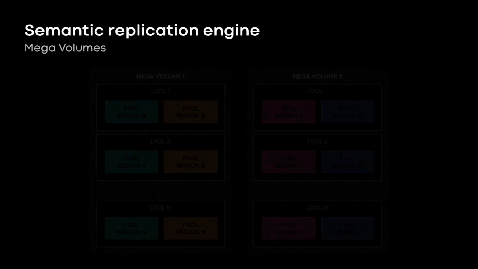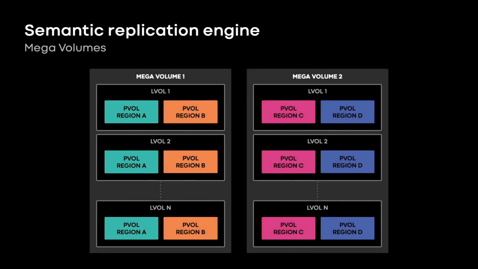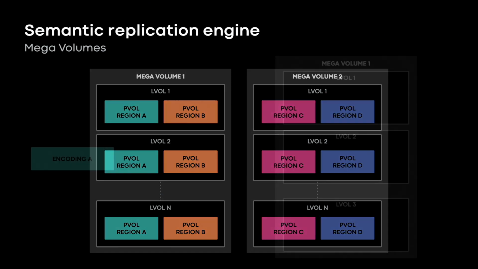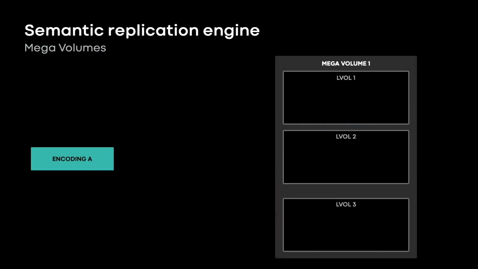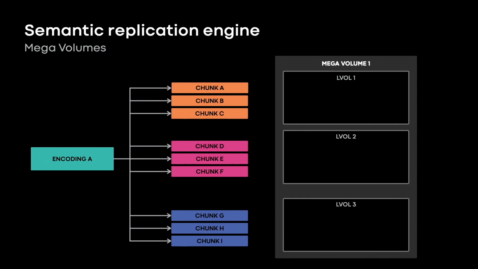As a result of all the discussions, we decided to introduce a new data grouping concept. A mega volume is a collection of logical volumes that have their physical volumes in the same set of regions. Well, how is this container useful for semantic replication? Let's take a look at an encoding, and let's say that it gets split into 9 chunks.